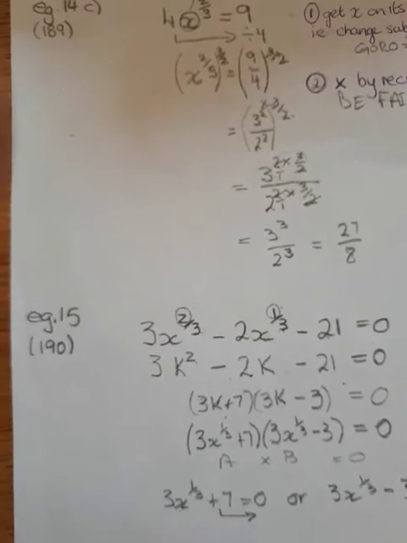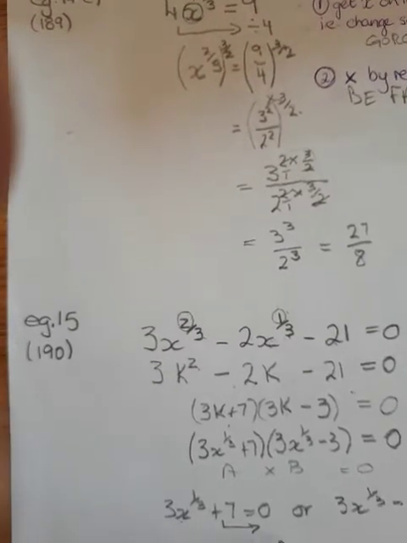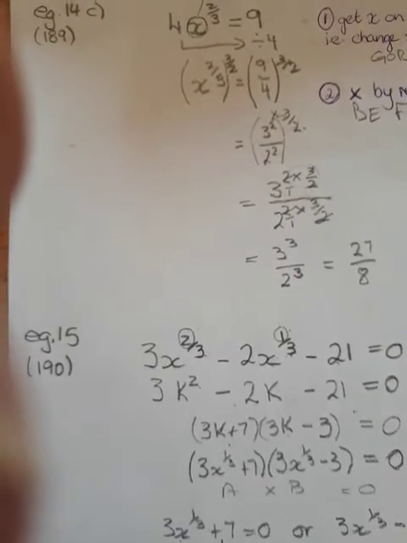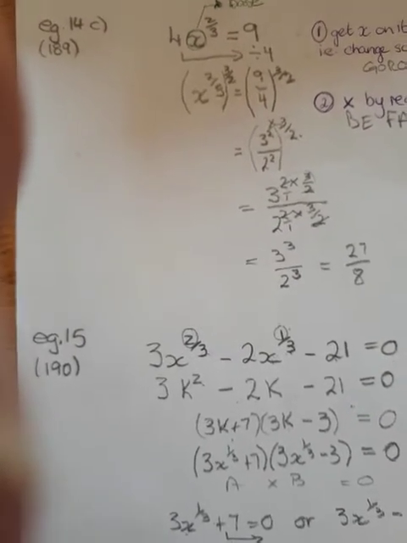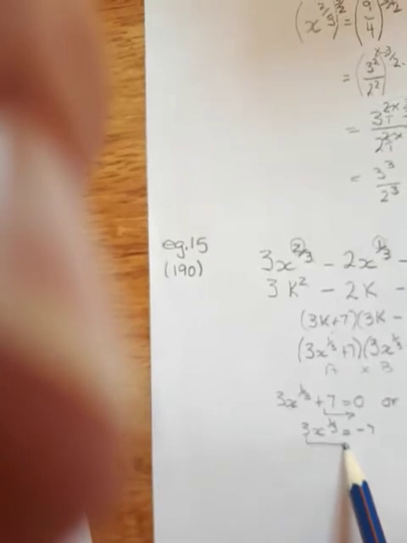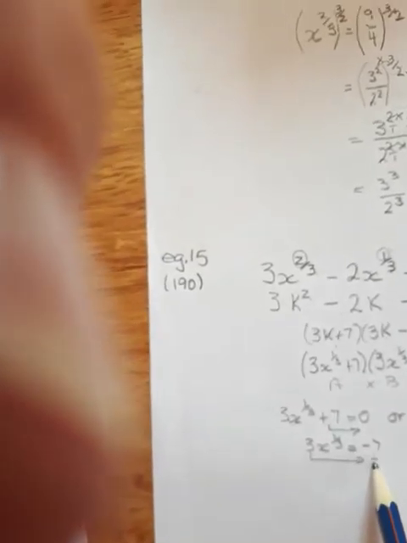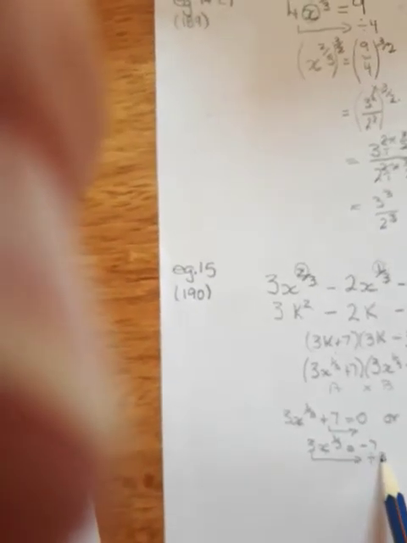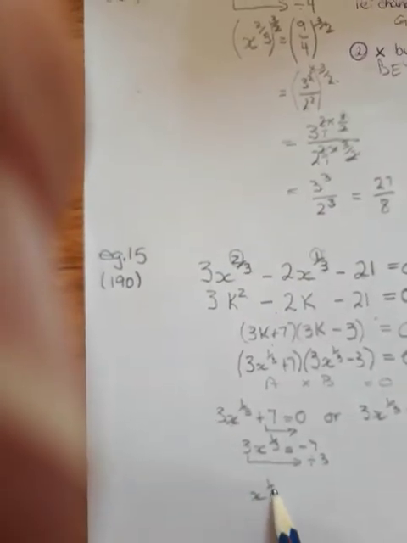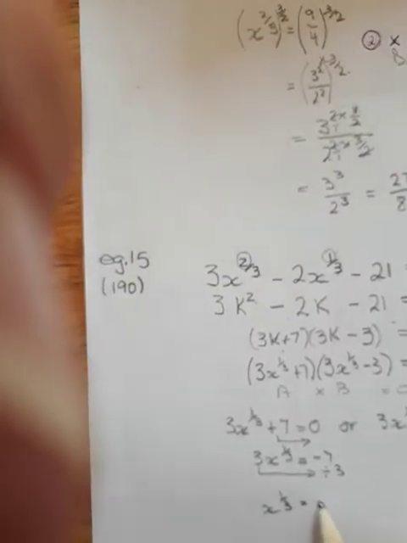Move the 7 over, which becomes negative 7. And on the left-hand side, we've got 3x to the power of 1/3 left over. Then we're going to move the 3, which becomes divide by 3. So then you have x to the power of 1/3 equals negative 7/3.